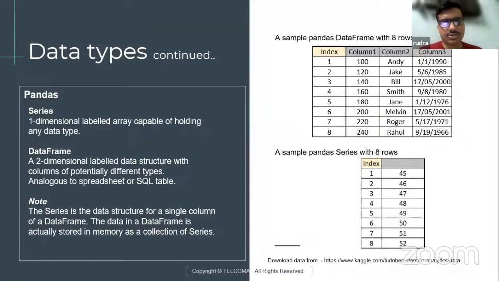All right. So, as I mentioned, a series is a data structure that is storing a single column of a data frame. And the data that you store is stored in a data frame with the help of a collection of series. Just like a string is a collection of characters, a list is a collection of your items, in the same way, a data frame is a collection of different series. That's what I mean about the data frame that we were discussing about pandas.